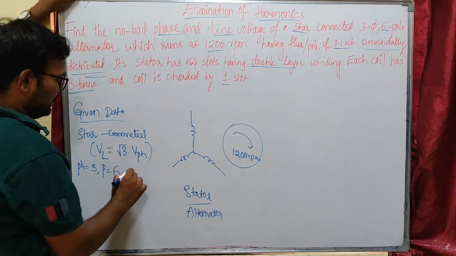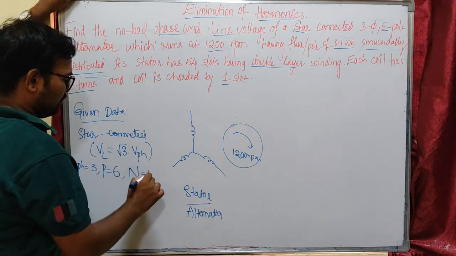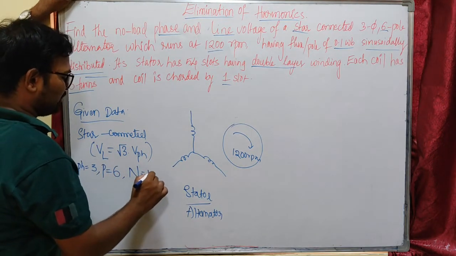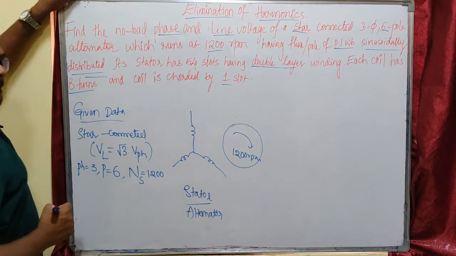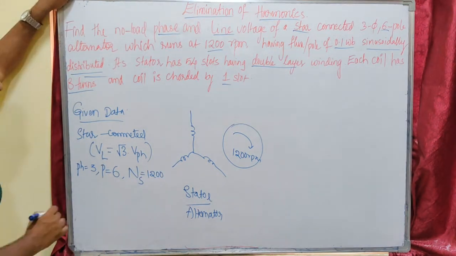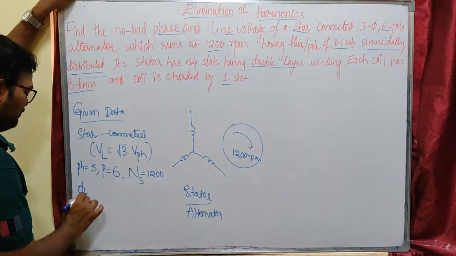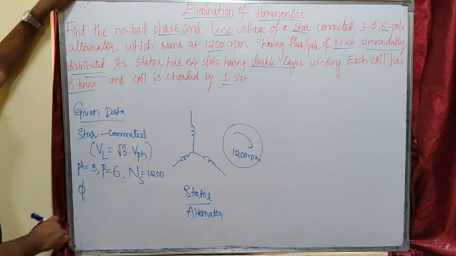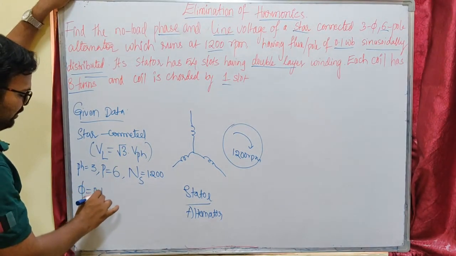Alternator runs at speed. We mentioned speed as ns, let us consider it as ns. It is nothing but synchronous speed, 1200 rpm. And having flux per pole. Flux per pole is phi per pole, or let us consider it as phi. Phi is nothing but flux per pole, given as 0.1 Webers.